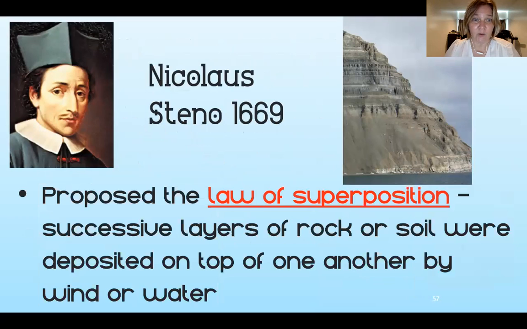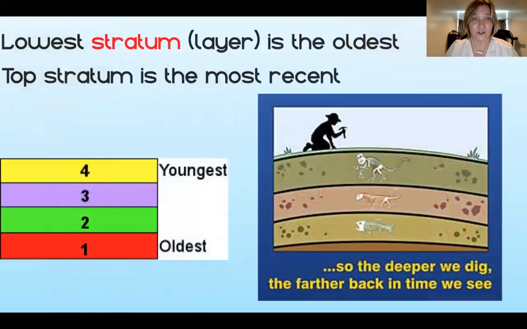Nicholas Steno proposed what is called the law of superposition, which says that successive layers of rock or soil were deposited on top of one another by wind or water. The lowest stratum, remember stratum means layer, is the oldest, and the top stratum is the most recent. This allows us to determine relative age of fossils.